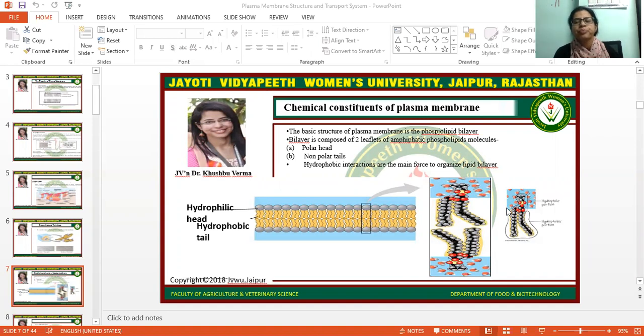And one more thing, one fatty acid tail will be linear, but in the second fatty acid tail you will find a kink, which creates a disarrangement in the fatty acid tail, and that's why it covers more surface area. And this kink also has an important role in maintaining the fluid mosaic nature of the plasma membrane.